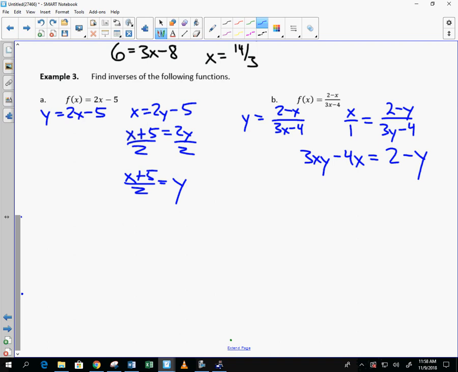Does anybody know what I do here if I want to solve for y? Get all the y's on one side. Now, when I taught you this before, we were solving for x, so we gathered the x's on the same side. But right now, we're solving not for x, but for y. So we put all the y's on one side. So I've got 3xy plus y equals 2 plus 4x. So I brought the y's over. Anything that doesn't have a y goes to the other side.